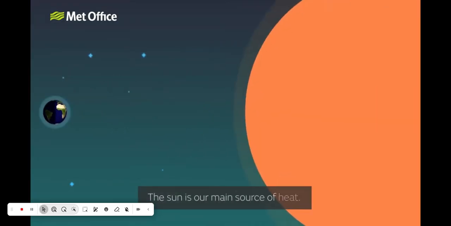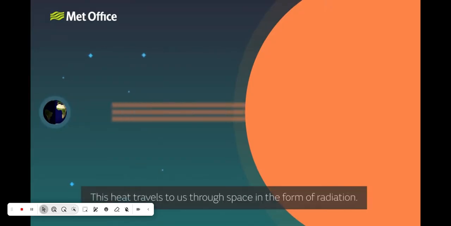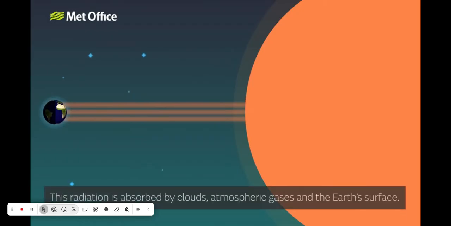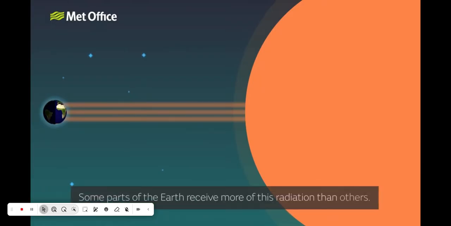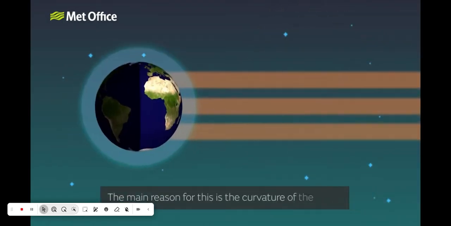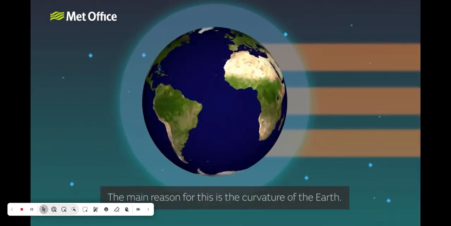The sun is our main source of heat. This heat travels to us through space in the form of radiation. This radiation is absorbed by clouds, atmospheric gases, and by the Earth's surface. Some parts of the Earth receive more of this radiation than others. The main reason for this is the curvature of the Earth.